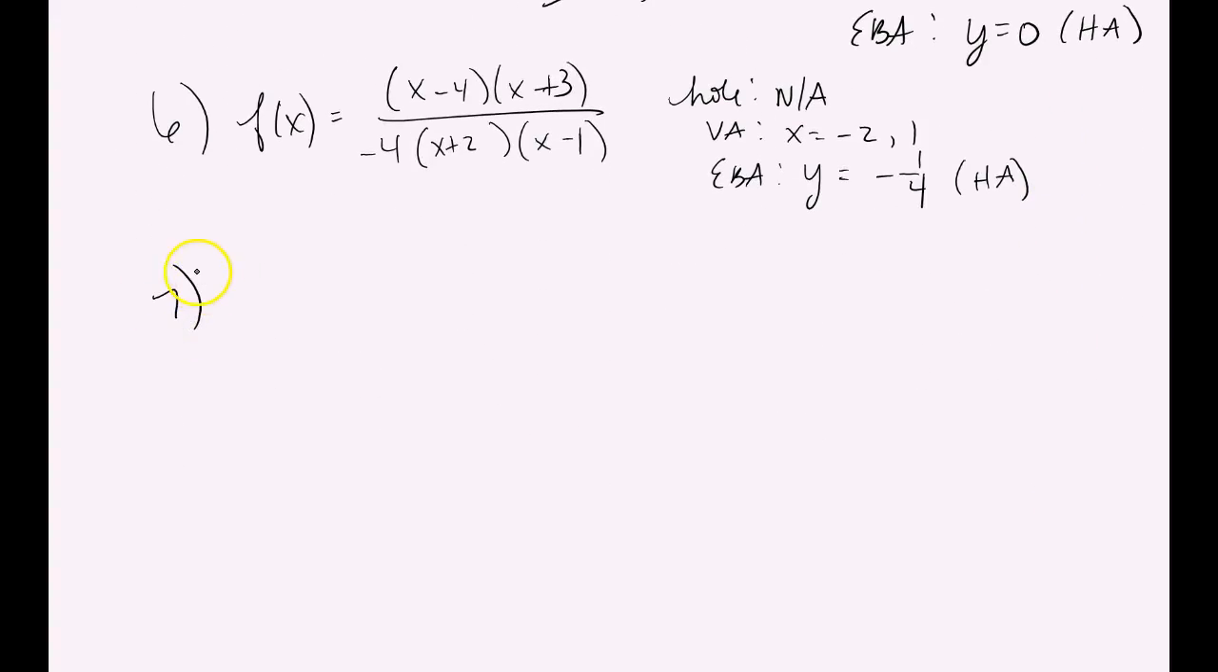Number 7, 1 over x plus 3. Okay, nothing factors, nothing cancels. No hole. I keep putting NA. You could also write the word none. If you wrote none, you're good to go.